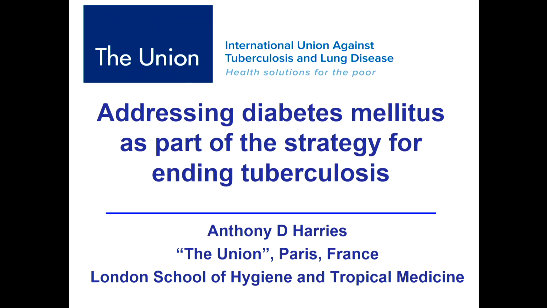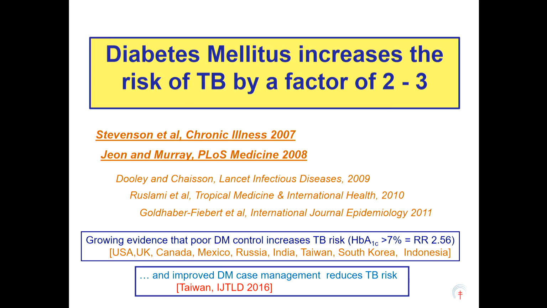Thank you. Okay, Kerry, thank you very much, and good afternoon, everybody. So thank you for the opportunity to talk about this subject. In 2007, 2008, there were 2 key publications, the first by Catherine Stevenson and colleagues, and the second by Christy Gion and Megan Murray, both of them systematic reviews and meta-analyses, and both concluding that diabetes mellitus increases the risk of tuberculosis by a factor of 2 or 3 times compared with normal people. And since those publications, there have been papers confirming and endorsing this finding.